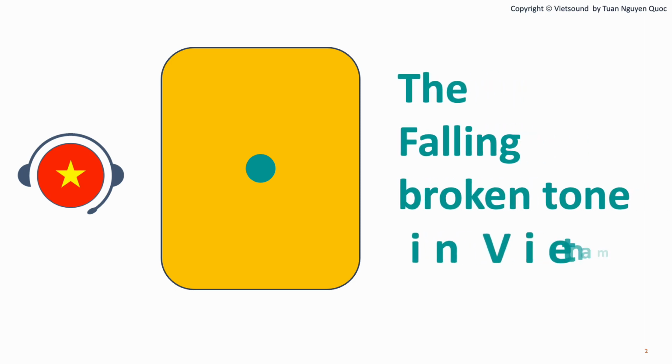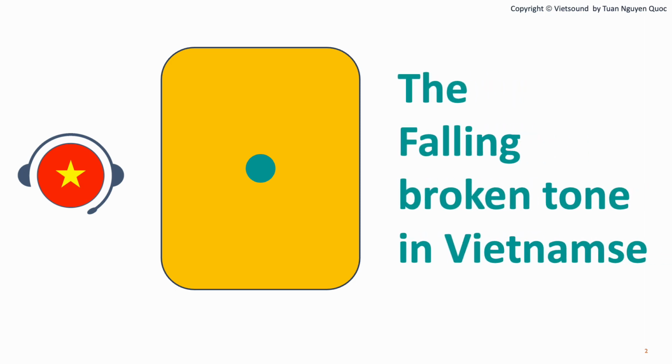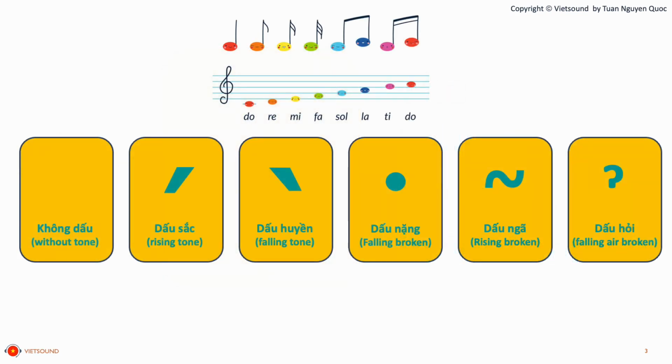Today we're going to talk about the falling broken tone in Vietnamese. So are you ready? Let's get started. You can notice that when someone speaks Vietnamese, they sound like a song. Why is that? Because in Vietnamese we have 6 tones.